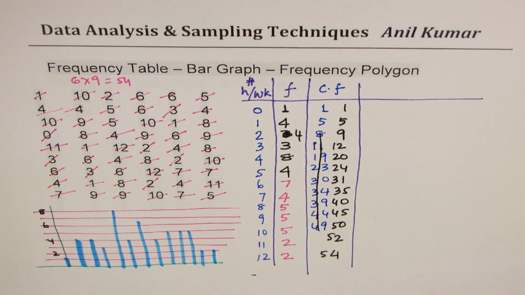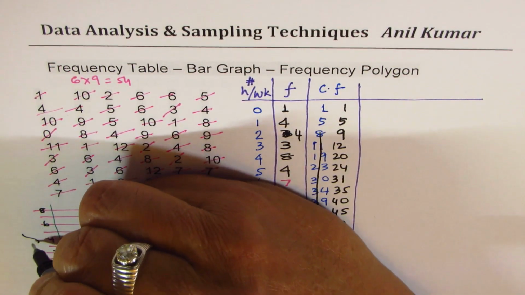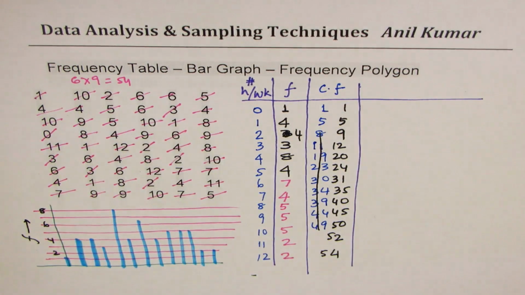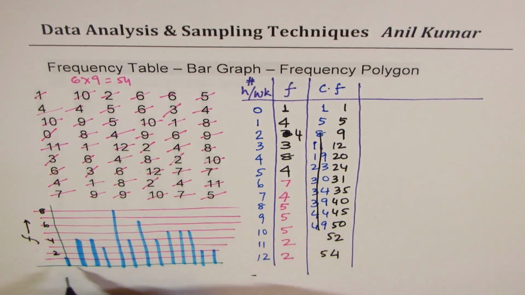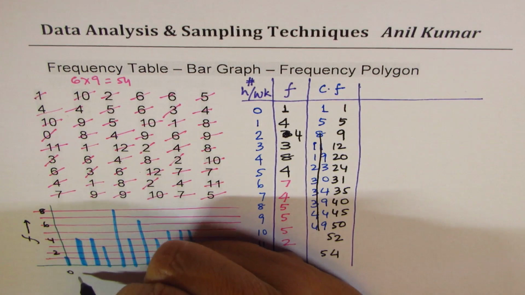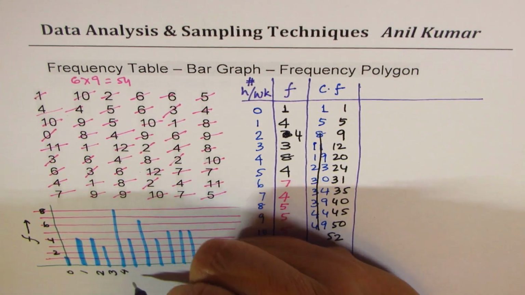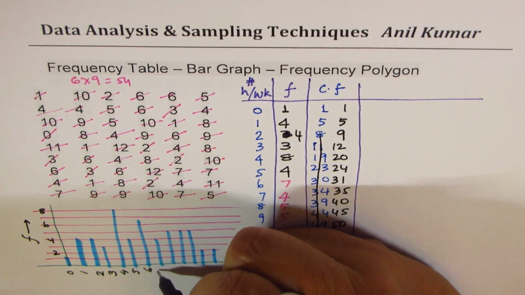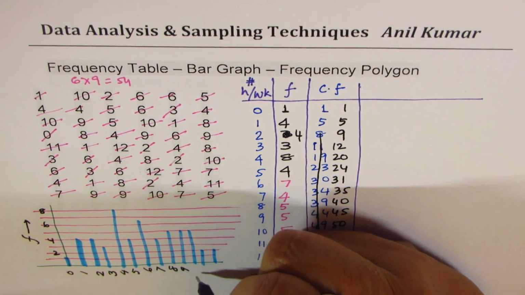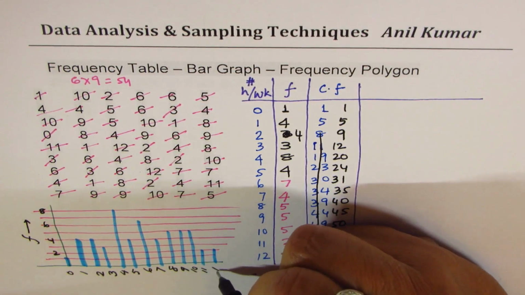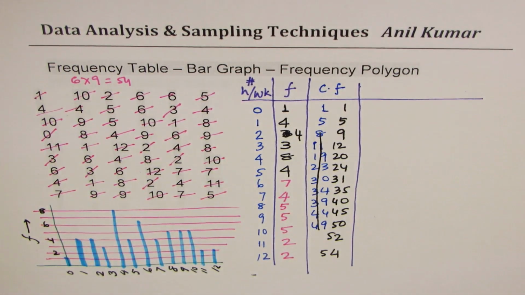We can just label it now. On the right side, what we have drawn is the frequency, and here this represents, let me write this as 0, 1, 2, 3, 4, 5, 6, 7, 8, 9, 10, 11, and 12. Correct? So that gives you the bar graph.